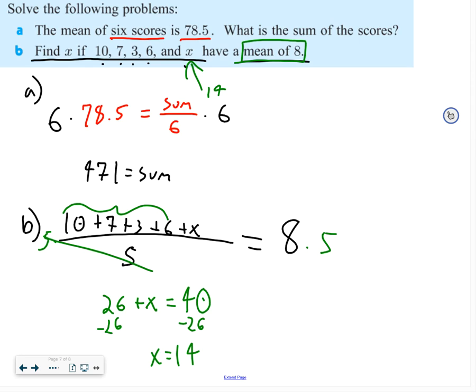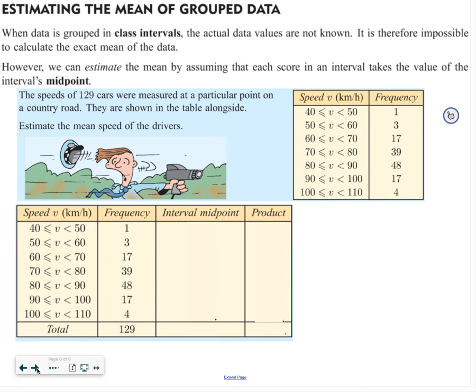Okay. Last example here, we're trying to estimate the mean of grouped data. So sometimes, when we have continuous data, we would have a frequency chart that is grouped. So notice that they're on intervals from 40 to 50, 50 to 60, 60 to 70. So if I'm asked to find the mean of this data set, of these three numbers that are in between 50 and 60, I don't necessarily know if it's 51, 52, 53, or they could be 53, 58, 59.